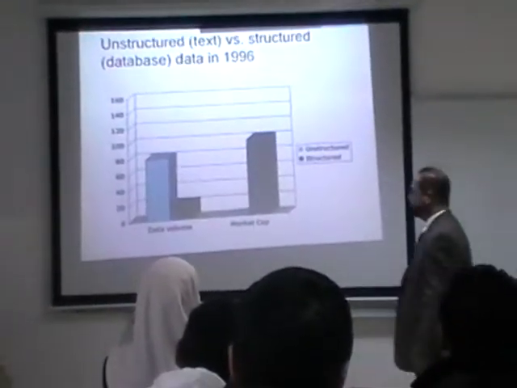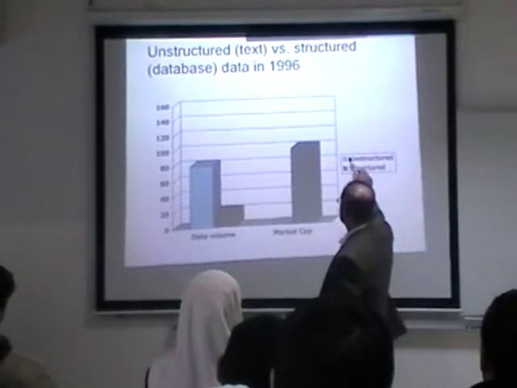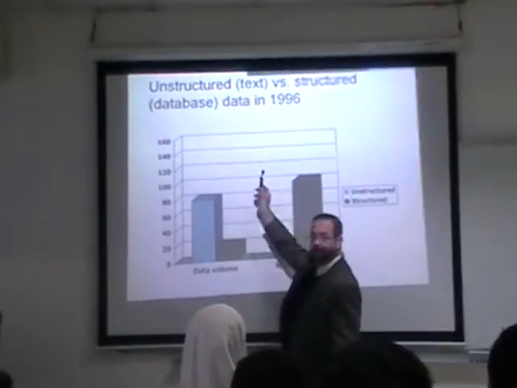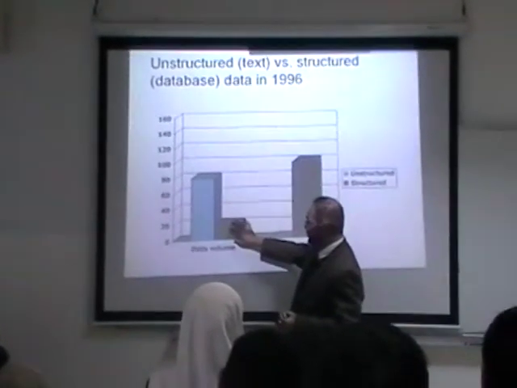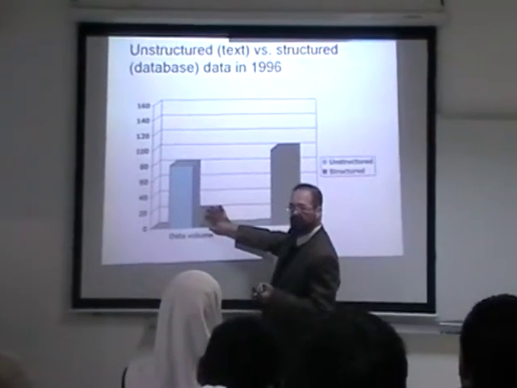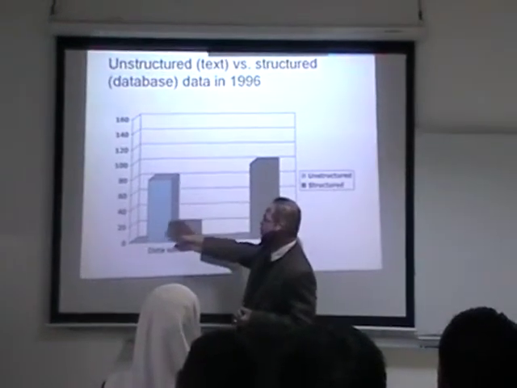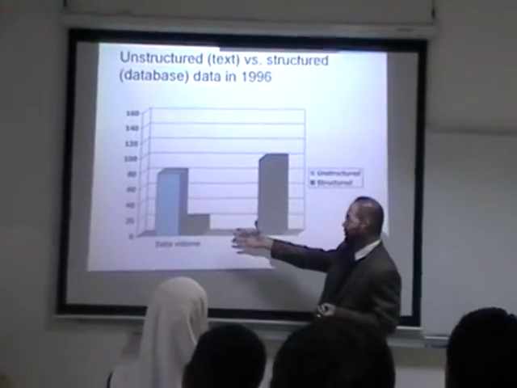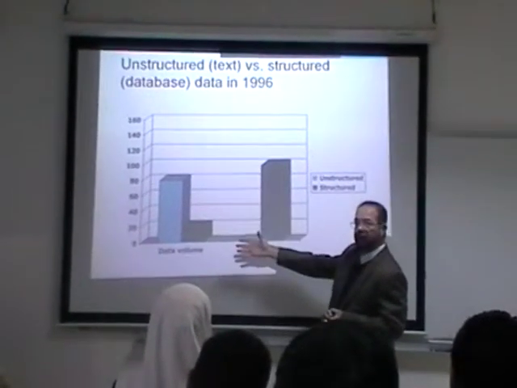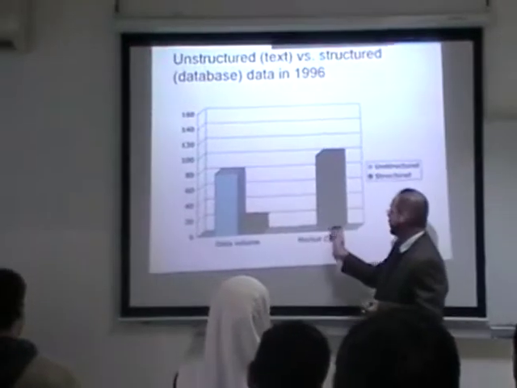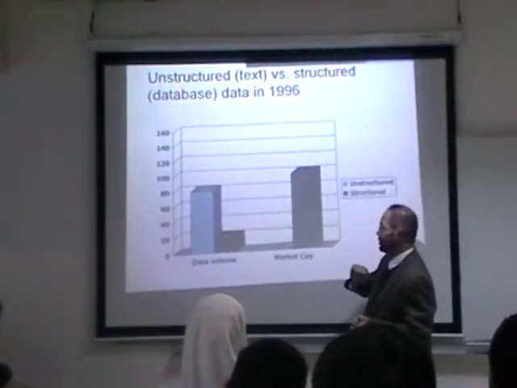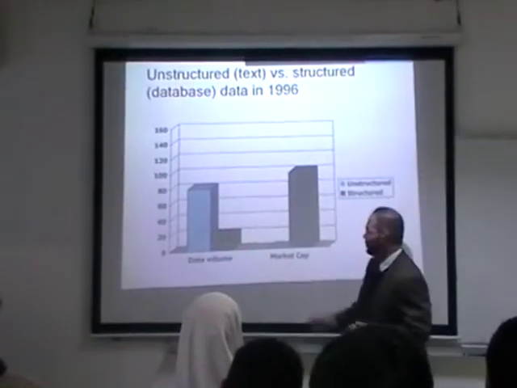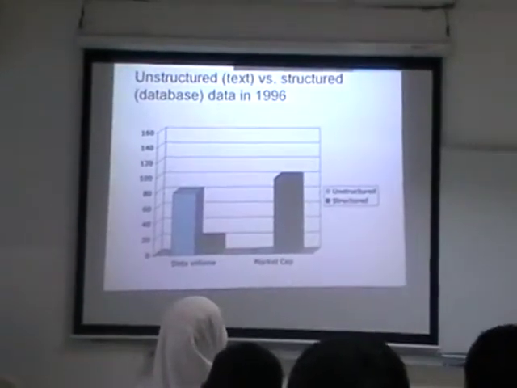So we can see here that the data volume for the blue, which is the unstructured, is very high in 1996. And the structured, which is relational databases and other databases, is very small compared to the unstructured data. But the money spent on systems that do retrieval from databases was very high in 1996, and the budget spent on unstructured data was almost zero, almost nothing in 1996.